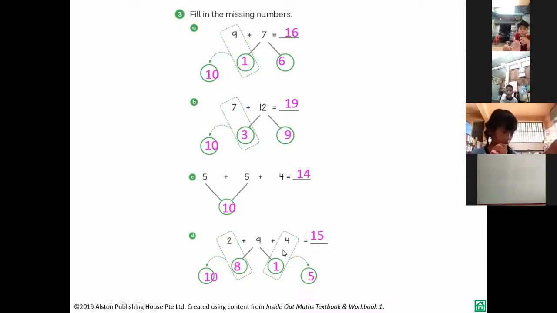Okay, that's 15. And then 2 and 8 make 10. And then 8 and 1 make 9. 4 and 1 make 5.